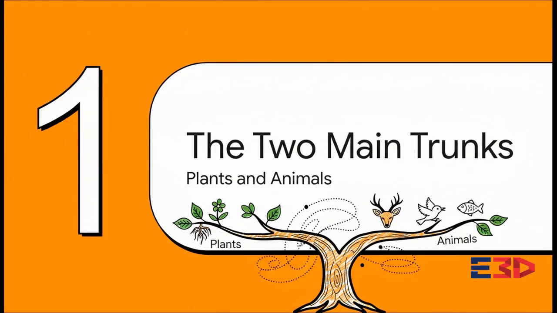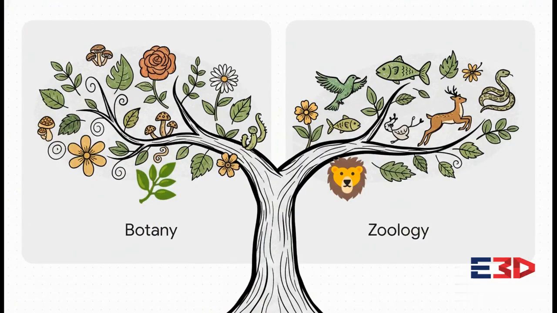So let's start at the very bottom of our tree. The first and maybe the most fundamental split in biology creates two main trunks. This is the classic division, the one that separates the living world into two massive kingdoms for us to study. It's an idea that's been at the heart of science for centuries. And here they are, the two big ones.